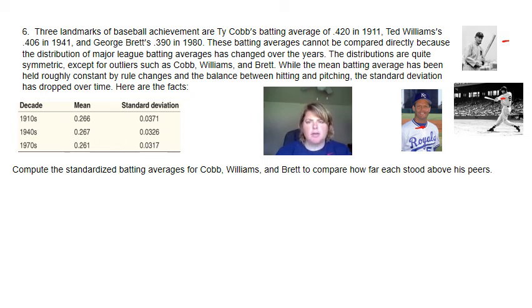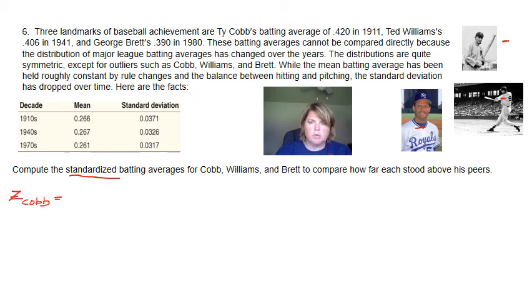These batting averages cannot be compared directly because the distribution of Major League batting average has changed over the years. The distributions are quite symmetric, except for outliers such as Cobb, Williams, and Brett. While the mean batting average has been held roughly constant by rule changes and the balance between hitting and pitching, the standard deviation has dropped over time. So that means basically there's less variability. So compute the standardized batting average. So whenever you see the word standardized, that means z-scores, for Cobb, Williams, and Brett to see how far each stood above his peers. So let's do the z-score of Cobb first.